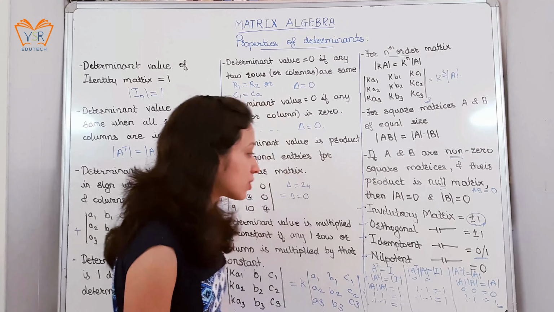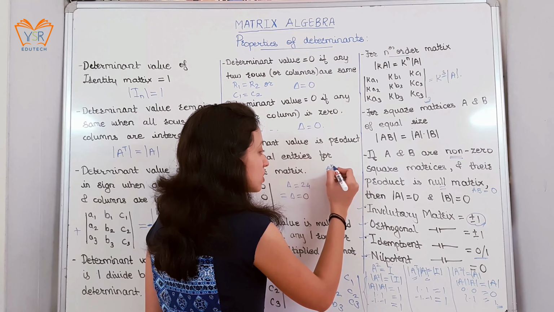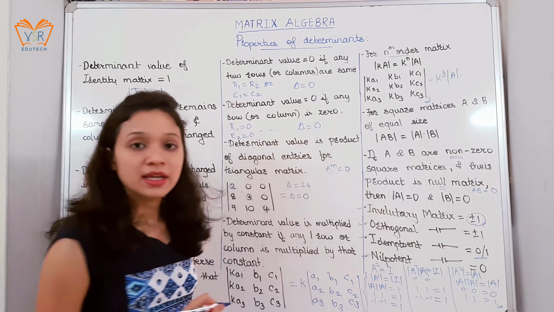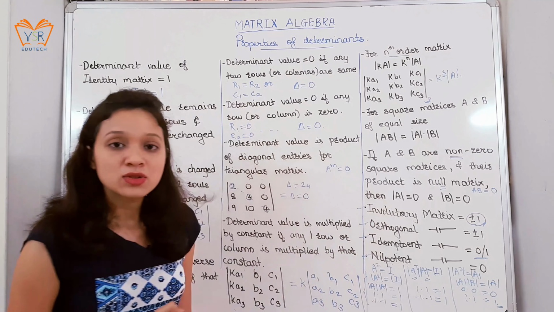And the last one, nilpotent. We know a nilpotent matrix is defined as A raised to m is equal to 0, where m is the index. So, determinant of A raised to m is equal to the determinant of the null matrix. The value of any null matrix determinant is 0. So, if we write A square is equal to 0, then 0 into 0 only gives us 0. So, the value is 0. These four are very important.